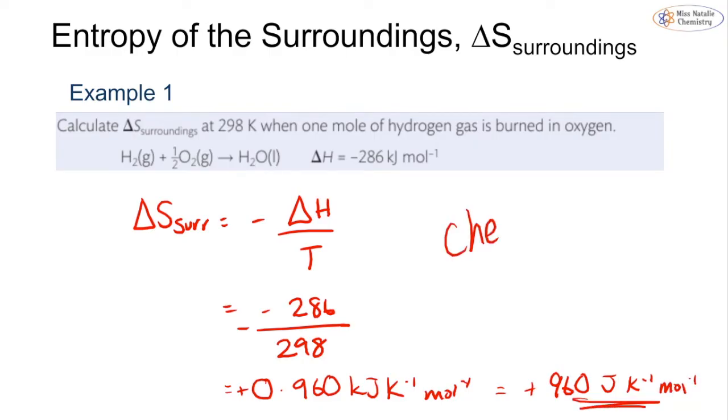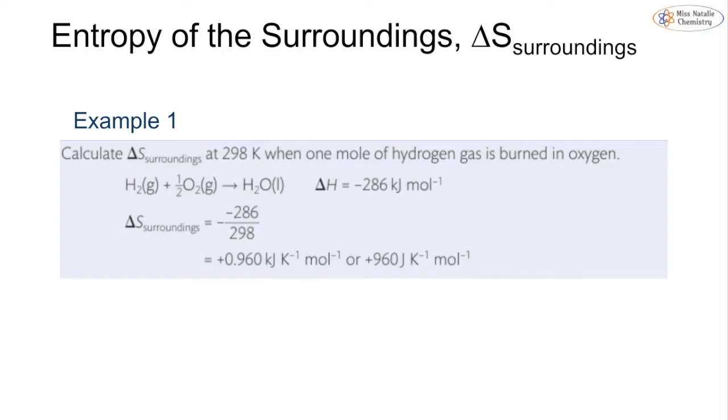Always check your units. You can do the calculation when it is in kilojoules per mole, as long as you then multiply it by the 1,000 in order to put it into joules per Kelvin per mole. Both your entropy of system and your entropy of surroundings have to be in joules per Kelvin per mole. And there you can see the same answer that we just got.